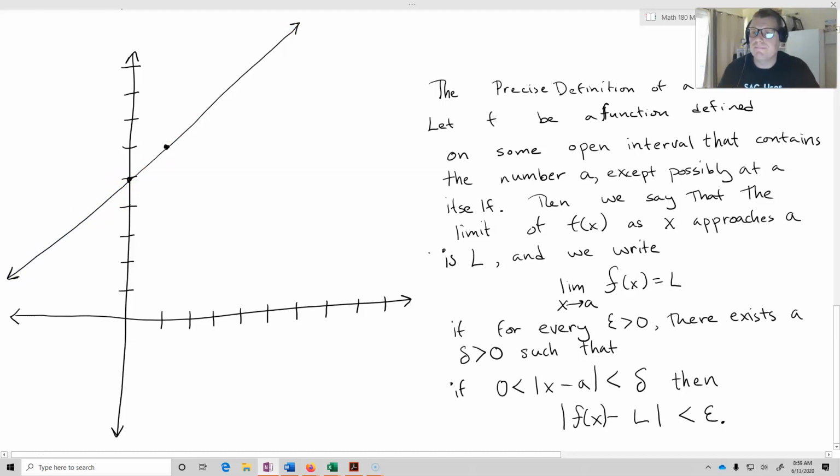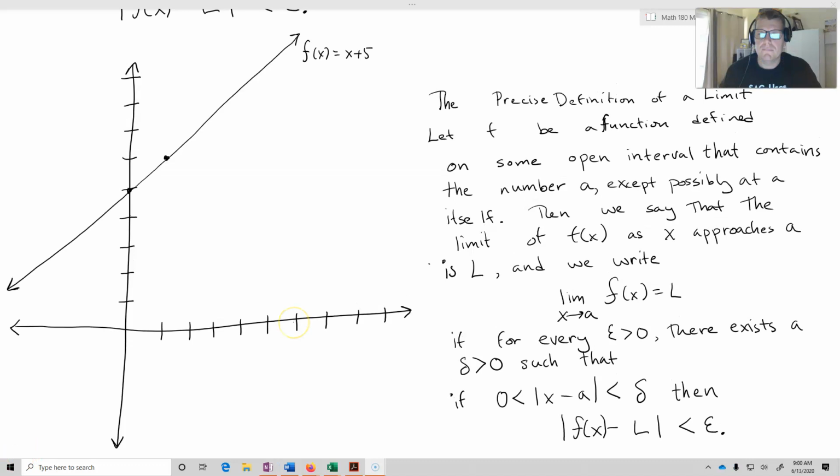So there's my function. This is f. f of x equals x plus 5. Actually, what we're looking at is x plus 3. All right, so that's f of x equals x plus 5, and we're going to be looking for the limit as x approaches 3 of f of x, our x plus 5.